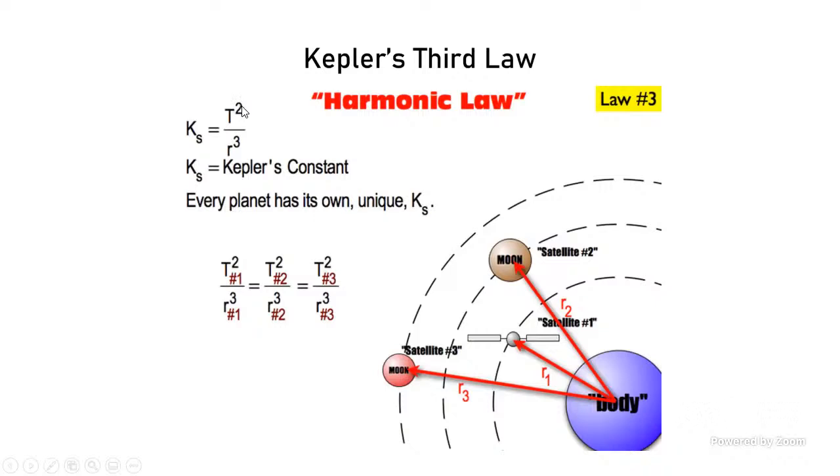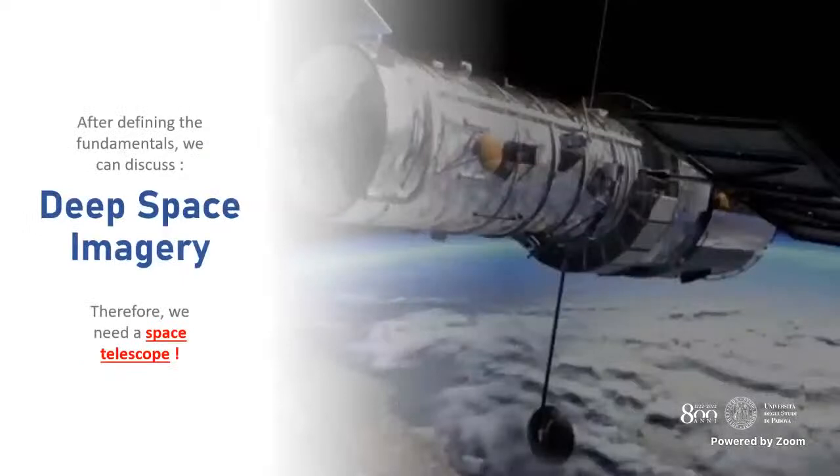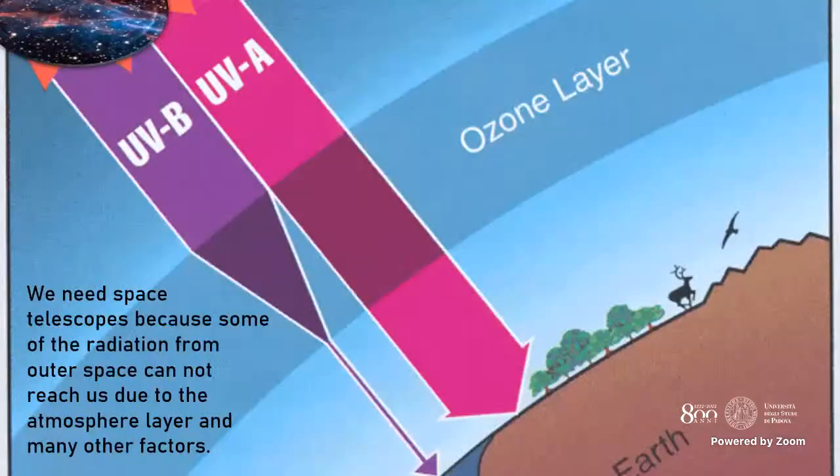And we have the Kepler constant here. So after talking about Kepler's law, let's start with deep space imagery. After defining the fundamentals, we need the telescope, a deep space imaging telescope. But the question is, why do we need it?